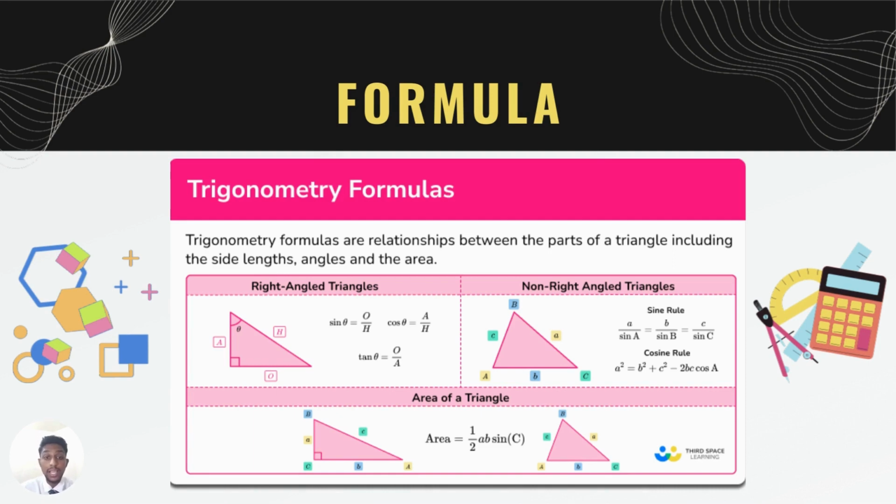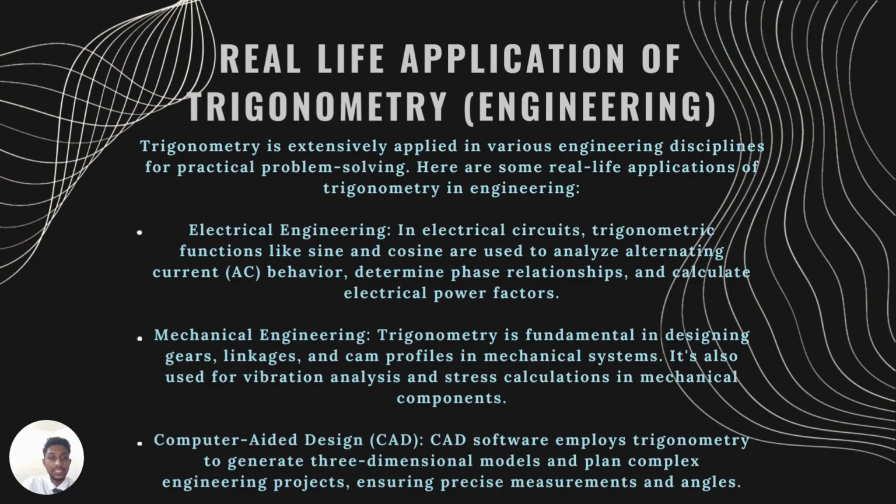For sine rule, small a over sine capital A equals small b over sine capital B equals small c over sine capital C, where the small letter a represents the side length of the triangle and the capital letter A represents the angle A. For cosine rule, a squared equals b squared plus c squared minus 2bc cos A. How do we find the area of a triangle? The area can be determined by using the formula 1 over 2 ab sine C. Moving on to the next slide.